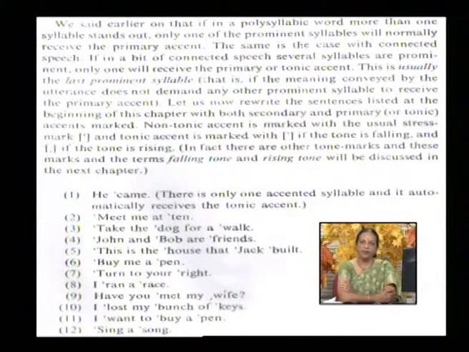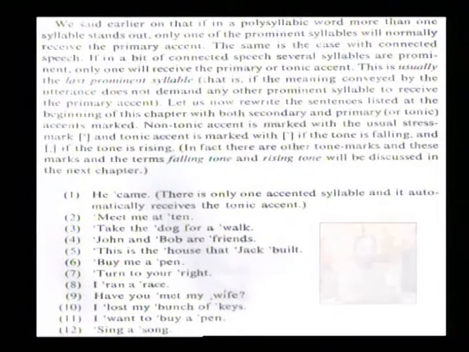Ten sentences. I'm going to read it again, and you're going to say it after me so that you're getting the stress and the rhythm. He came, meet me at 10, take the dog for a walk. John and Bob are friends. This is the house that Jack built. Buy me a pen. Turn to your right. I ran a race. Have you met my wife? I lost my bunch of keys. I want to buy a pen. Sing me a song. Right?